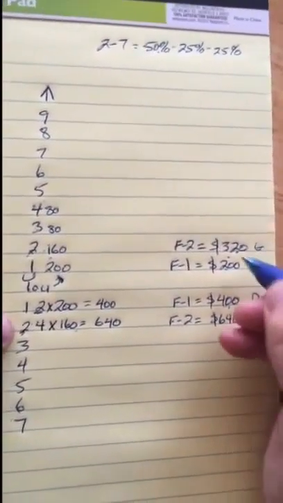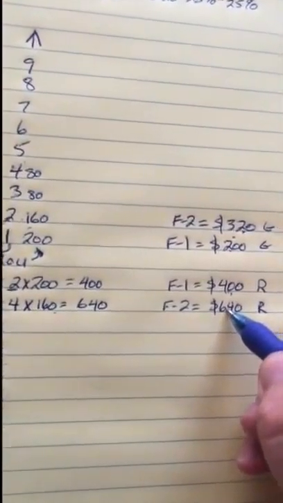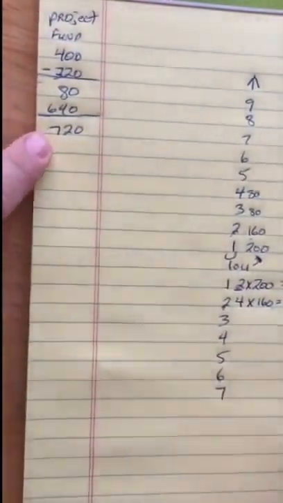Remember, you gave 320 on floor 2, and you received 640 on floor 2. So let's go over here to our project fund and add 640 to the $80 that's currently there. That leaves you with $720 in your fund.